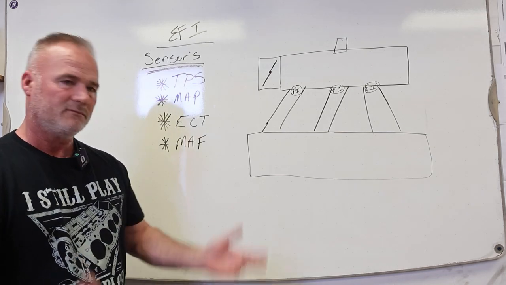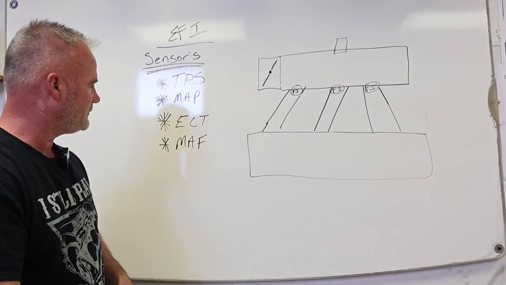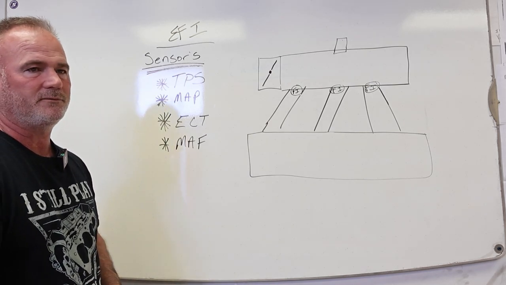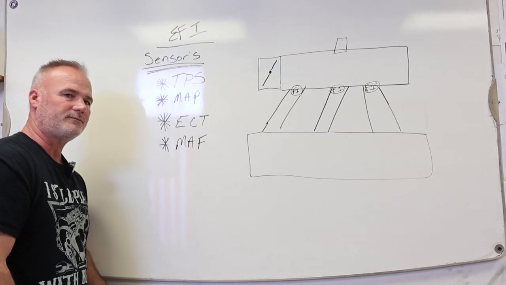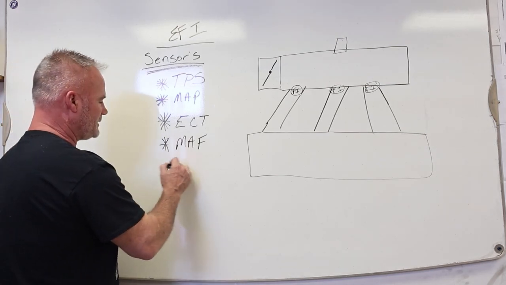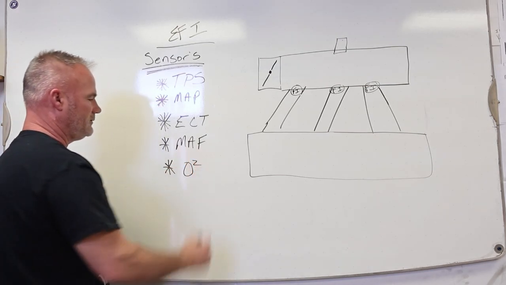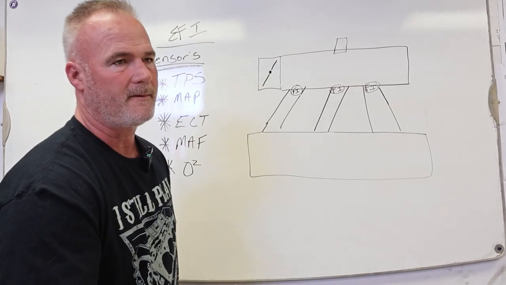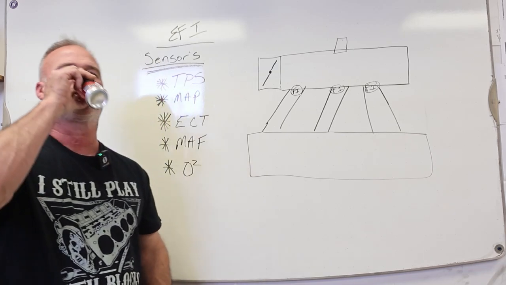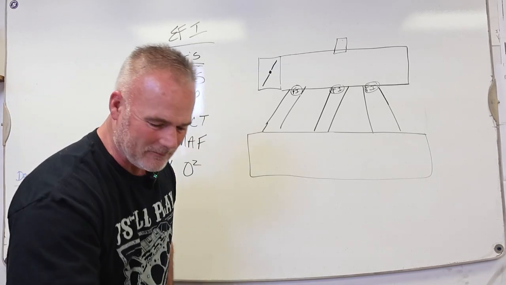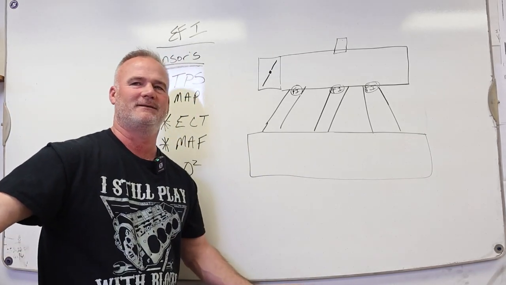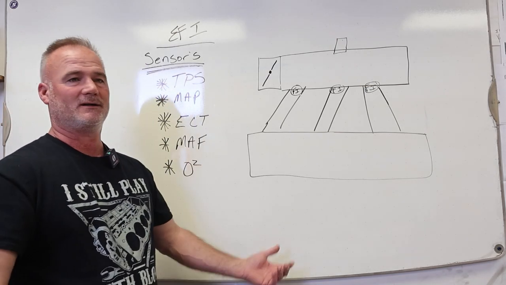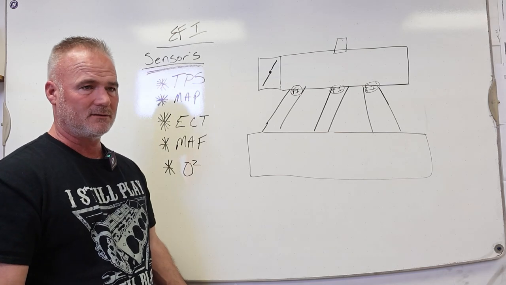We'll move on from that one right now. What's another sensor that's very important? How about the oxygen sensor? What does the oxygen sensor do? It measures how much oxygen is leaving the engine, to know how much fuel is being burnt. It measures basically the amount of oxygen in the exhaust.